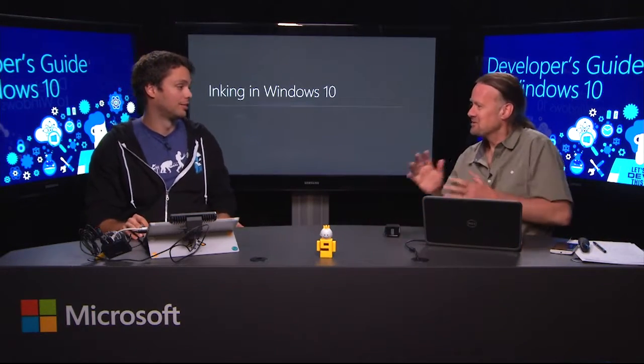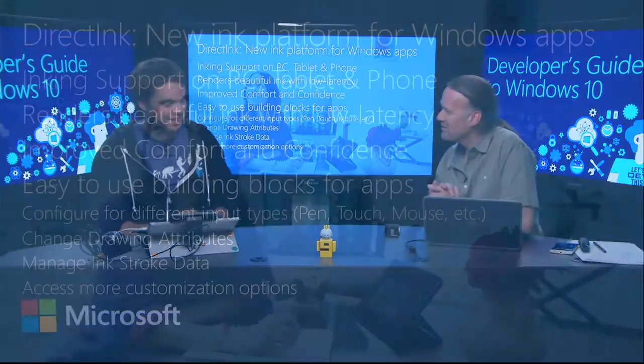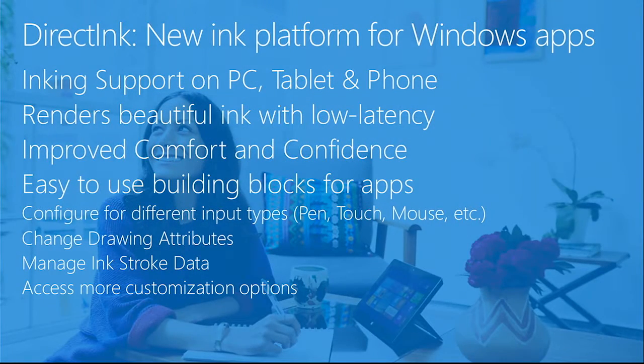So for developers, what does this mean? Okay, yeah, now let's cut to the chase. How do I add this to my app? So we've made this super simple now. In previous iterations of Windows, if you wanted to add things like this into your applications, you had to do everything yourself. You had to render everything yourself, and performance wasn't that great. So we've come up with something called DirectInk. It's a new platform on Windows devices for Windows applications. It supports PCs, tablets, and phones.